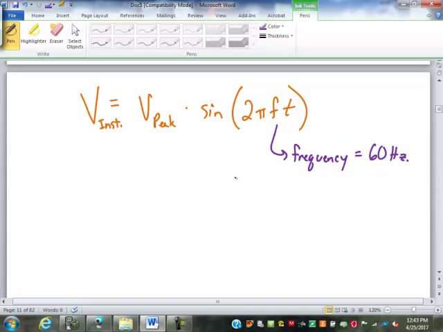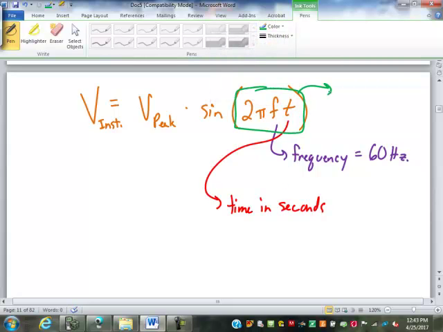T, this is the tricky part, T is time in seconds. What happens is this here gives you an angle in radians. So you have to do one of two things. Either it has to be divided by, well, was it 2 pi equals 180? So you either have to convert it into degrees, or you have to leave it as radians and change your calculator to radian mode.